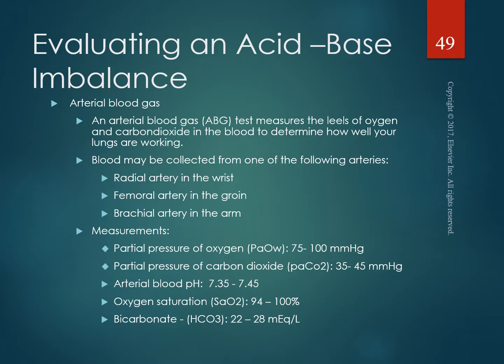What it measures is your partial pressure of oxygen, which is your PaO2. I have a W there, I'll fix that. 75 to 100 mmHg is what it should be. Your partial pressure of carbon dioxide, which is your PaCO2, is 35 to 45. Your arterial blood pH should be 7.35 to 7.45. Your oxygen saturation, which is SaO2, is 94 to 100%. Your bicarb, which is your HCO3, should be 22 to 28 milliequivalents per liter.